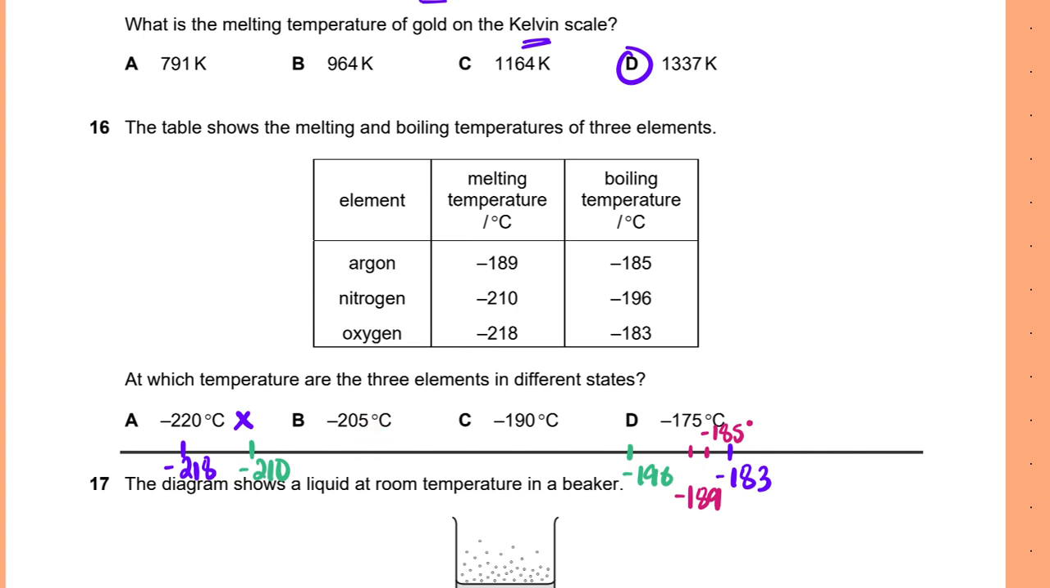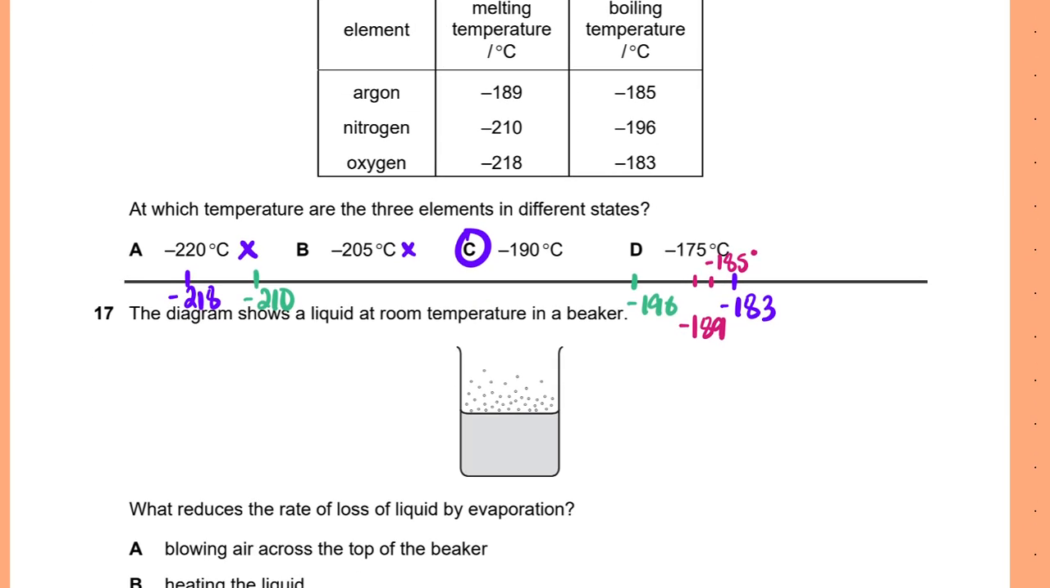At minus 205, which is somewhere here, this has melted, so they both are in liquid state, so they are not all in the different states. At negative 190, so 190 would be here, right? So this has already become a gas, this is still a solid, and this has turned into a liquid, so this is the correct answer here. At negative 175, all of these have turned into gases. So that's why the answer for this one is C.